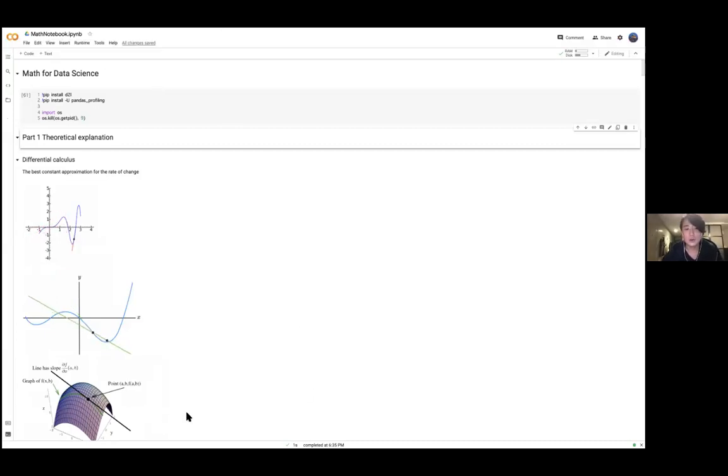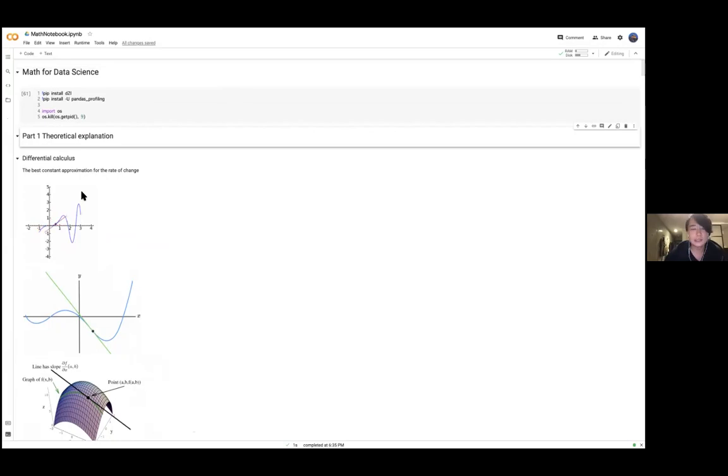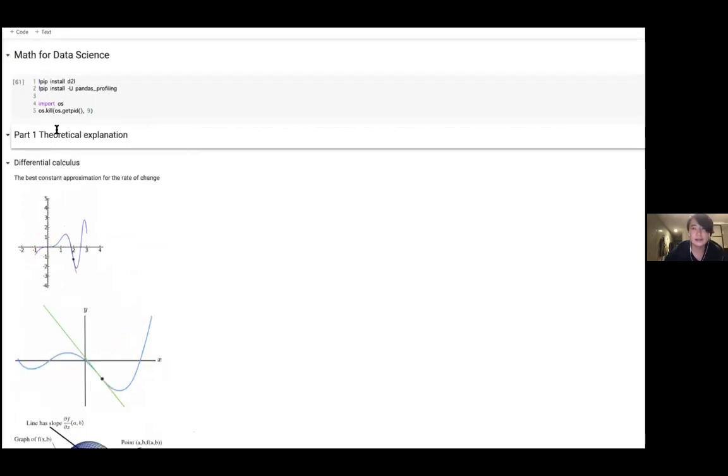So I'm not sure if everyone can access this notebook. Yeah, and we can also see it on your screen as well. Okay. So it looks fine at the moment.